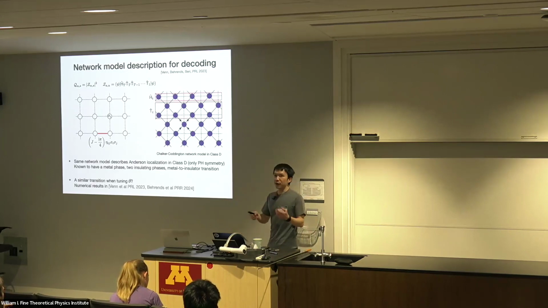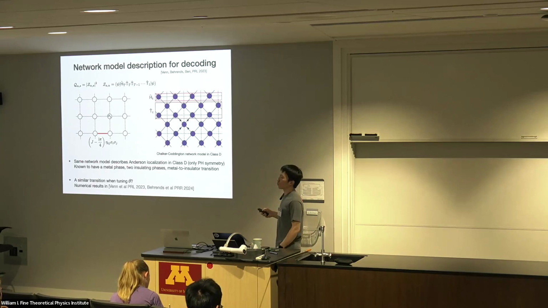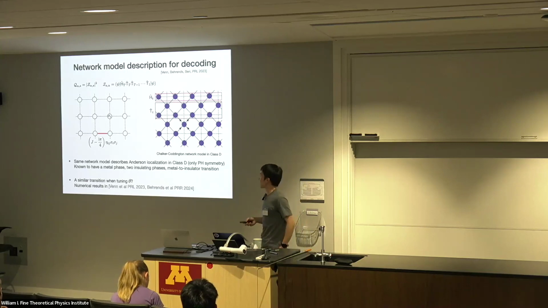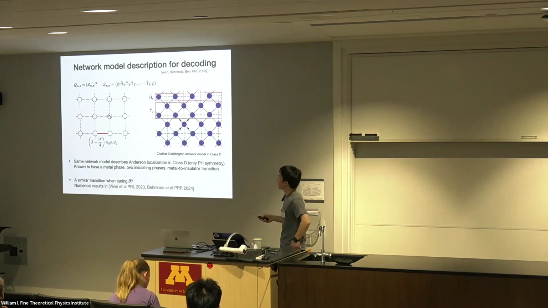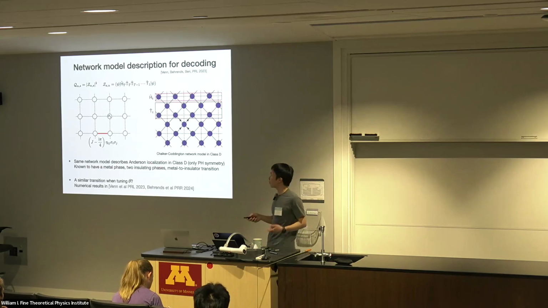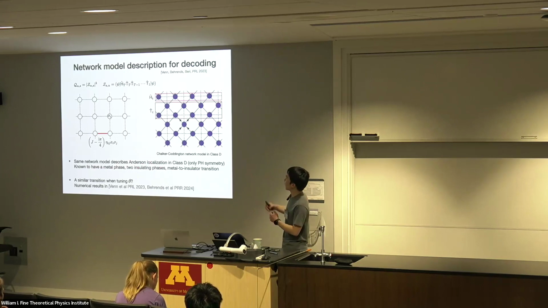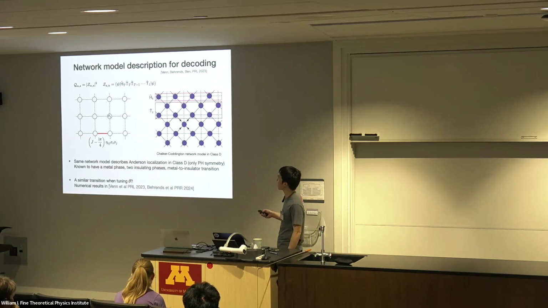So this makes a connection between quantum error correction and the disordered fermion problem in 2D. The same network model actually emerged in the description of the Anderson localization problem in class D, which is the fermion problem with only particle-hole symmetry. In the Anderson localization problem, it is well known that there can exist a metal phase, and there can also exist multiple insulator phases, actually more than two. When you tune a certain disorder parameter, you can induce a transition between metal and insulators.